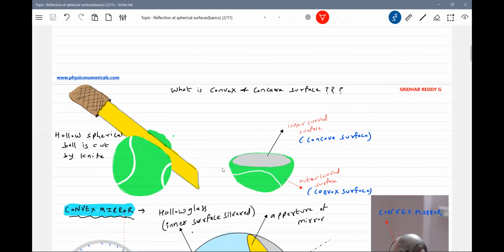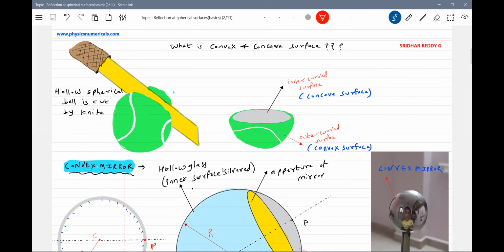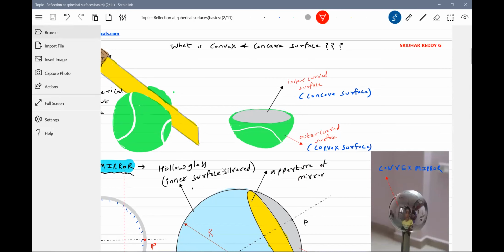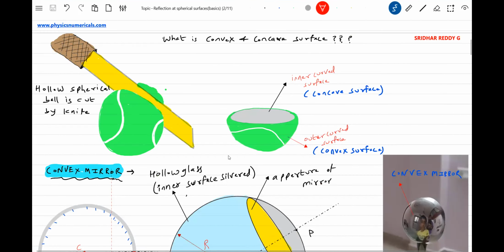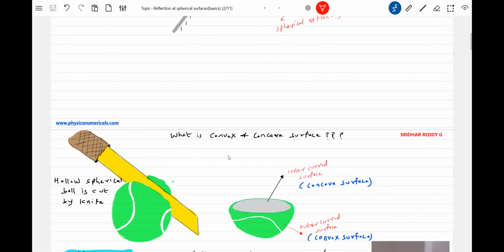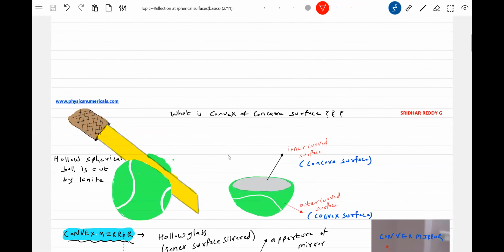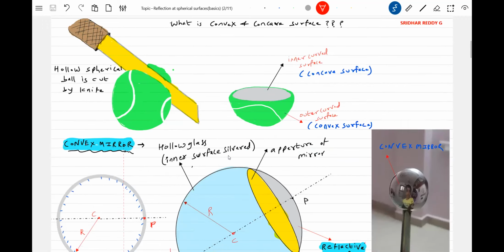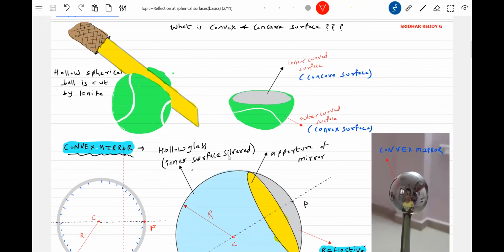So what do you mean by convex and concave? Those surfaces we must have a better idea. Okay, first look at this one. I'll take a tennis ball, spherical ball. All of you know, lawn tennis ball it is. I'll take a knife. So this is the knife.